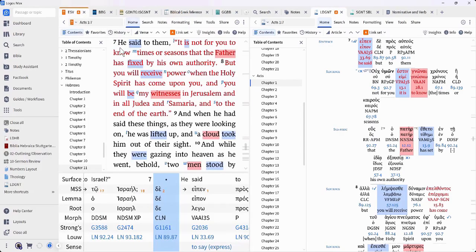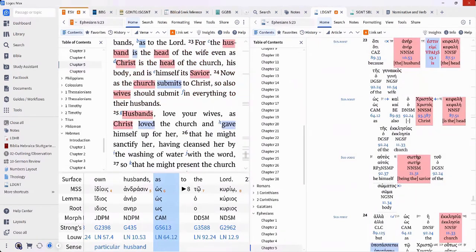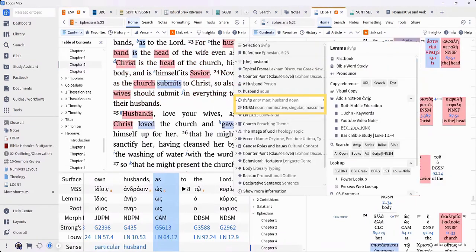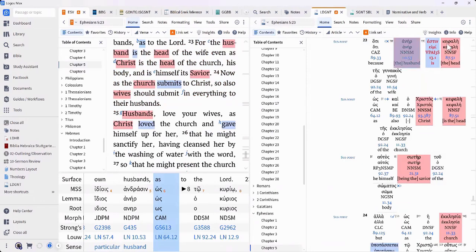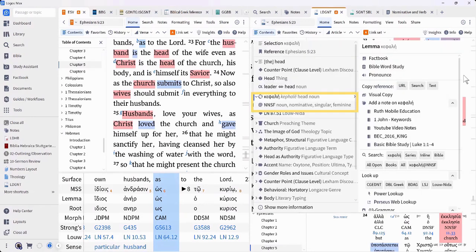Let's go into Ephesians 5:23. So as you're seeing, the visual filter can help us to identify the nominative as a subject and how it is functioning in that sentence. Next, we're going to go to Ephesians 5:23. Both the husband as well as the head are in the nominative case.